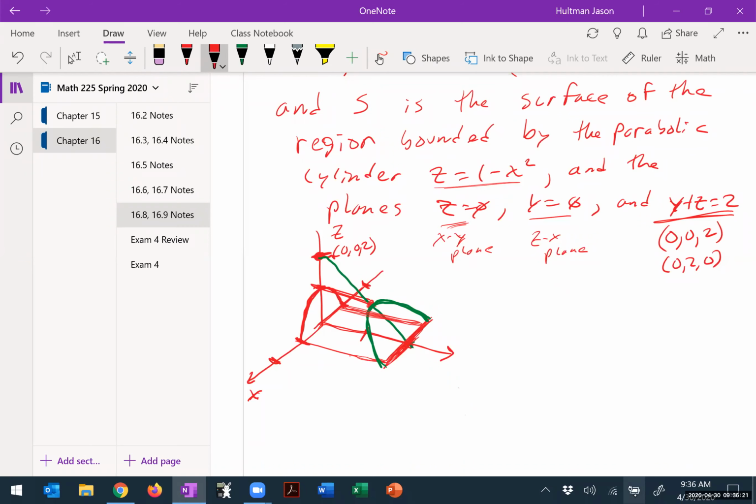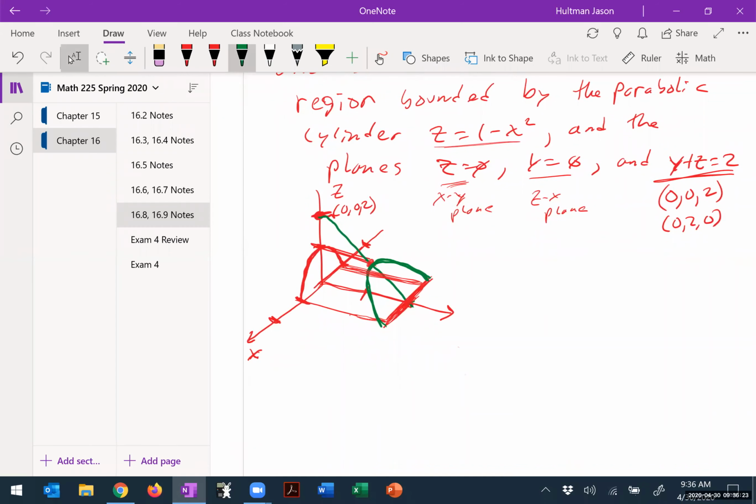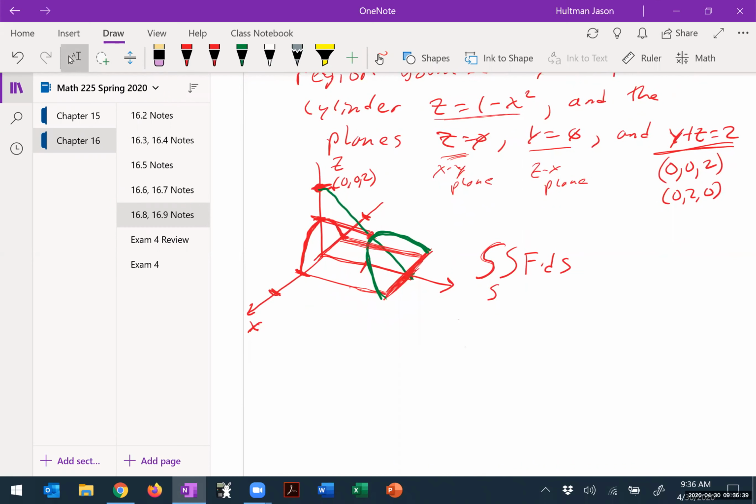Okay, so let's find the flux of this thing. The flux of F dot dS over S, over this surface, is going to be equal to the triple integral over the solid of the divergence of F with respect to the volume. We're going to find the volume.